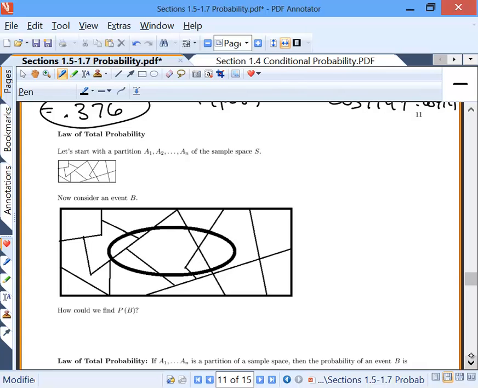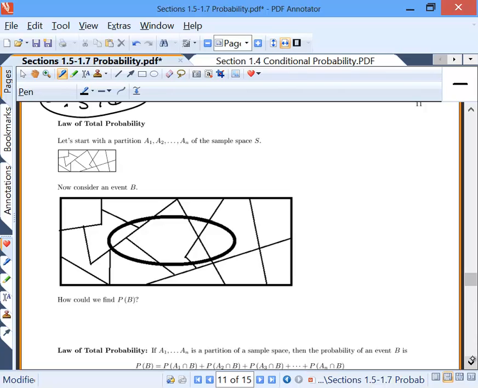So here's some of the theory behind what we just did. You have what's called the law of total probability. Remember we talked about a partition? A partition is when you take the sample space and you divide it up into events A1 through AN. The rule is each of the events have to be disjoint, so each outcome is in one and only one partition. Now you want to consider an event B. So B is my circle.